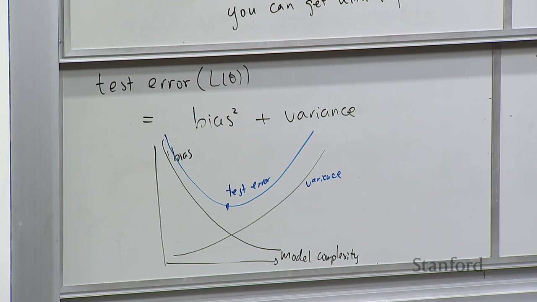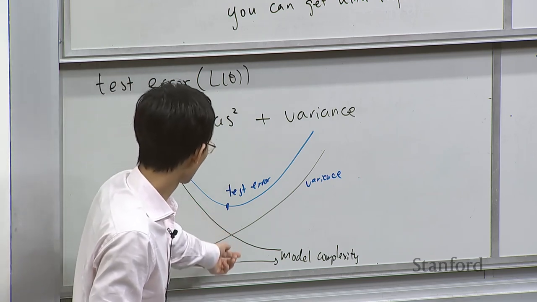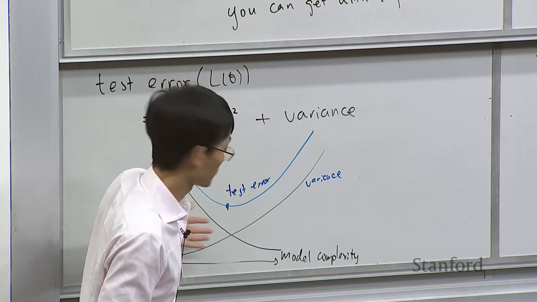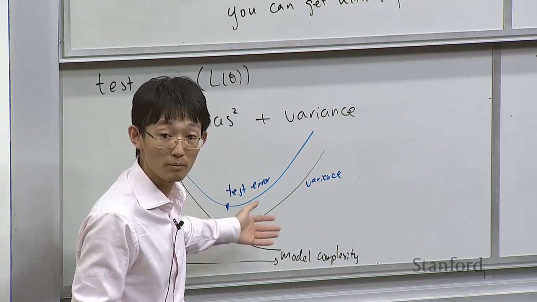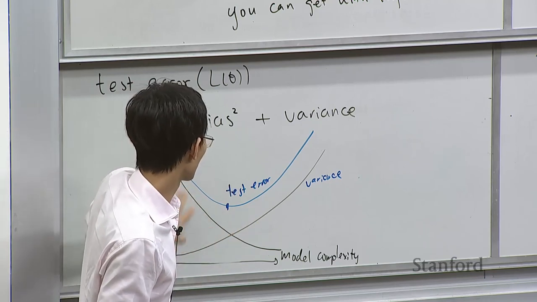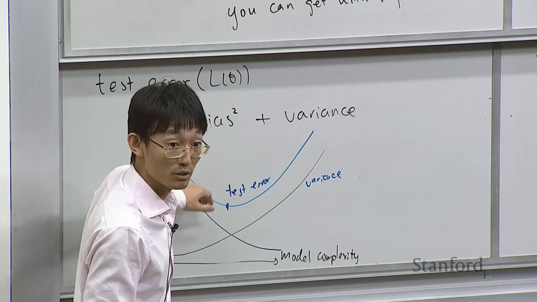I'm going to tell you something different from this in a moment. But suppose you believe in this, then the implication is that you should find a sweet spot when you choose the model complexity. For example, maybe at the beginning you found that your training error is very high, which means your bias is very high.